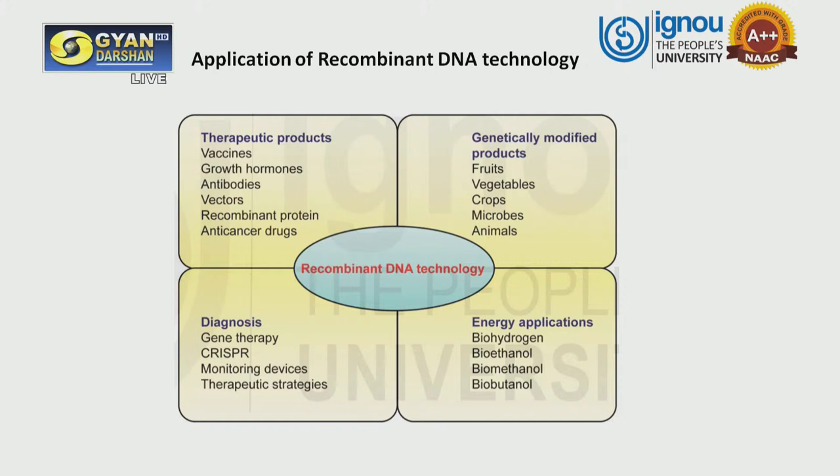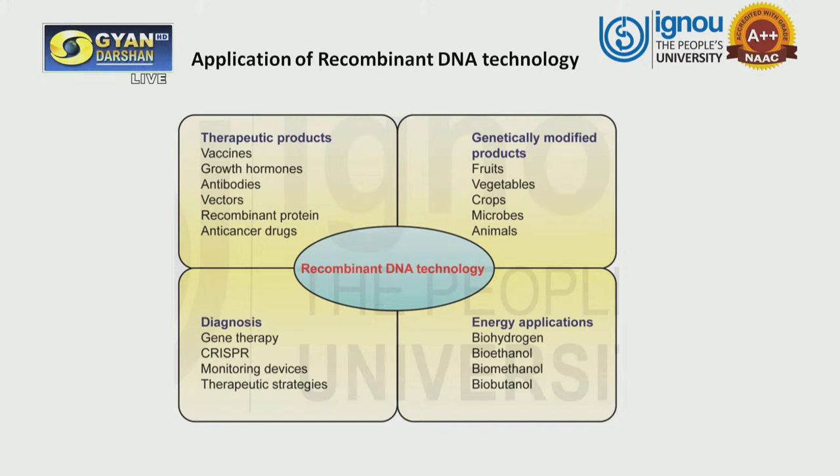Now coming to the applications of recombinant DNA technology, based on whatever we have discussed in this lecture, you can see there is an enormous role played by recombinant DNA technology in various fields. For example, this technology can be used for the development of therapeutic products, vaccines, growth hormones, and antibodies. You can use the vectors for other aspects in medical sciences, for example, gene therapy.